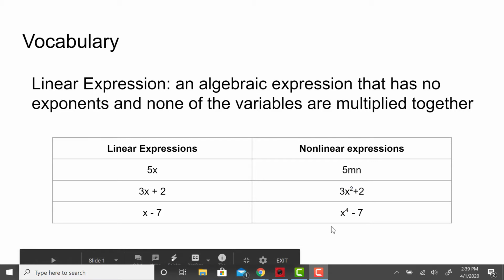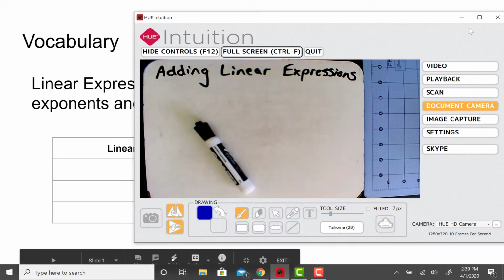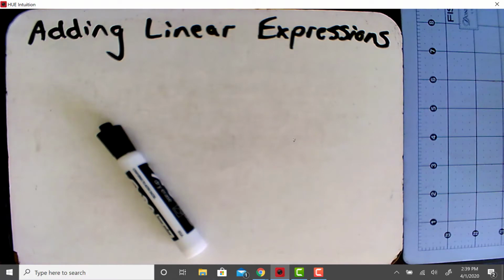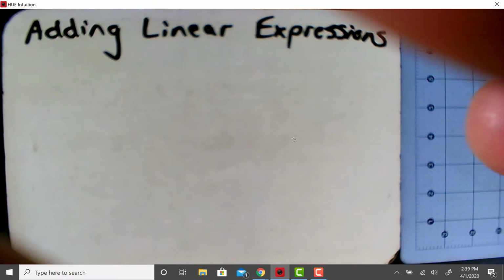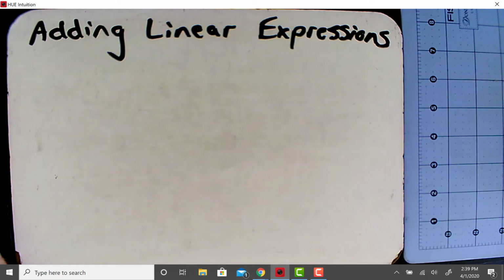Okay, so let's go ahead and look at something else. Okay, so we're going to be adding linear expressions today. Let me adjust and see if I can get that a little clearer. And let's go ahead and look at a problem that we did yesterday.